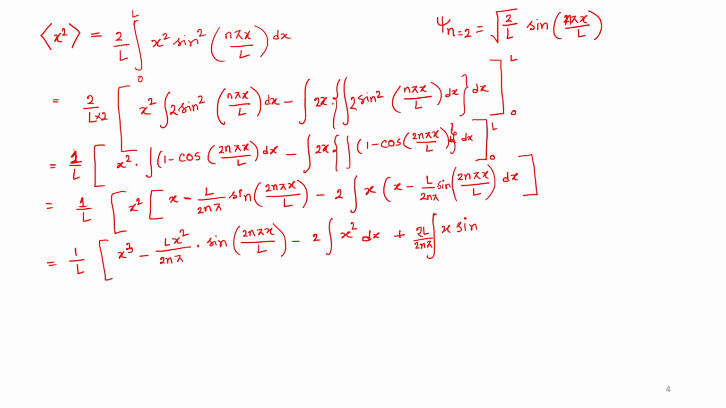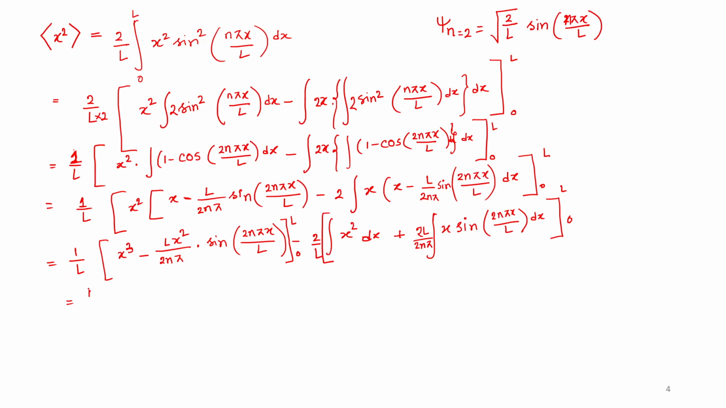L by 2n pi into x into sine 2n pi x by L, and the dx is there. So we again have to do this integration by parts for that part. So I can do this L by 0 for this for now, and we'll take it outside, right? Just because we don't have to do any more integration for this part, right? So I'll just put the values of L and 0 to make it shorter a little bit. And we can't forget that 1 by L is there, so it will be 2 by L, right?